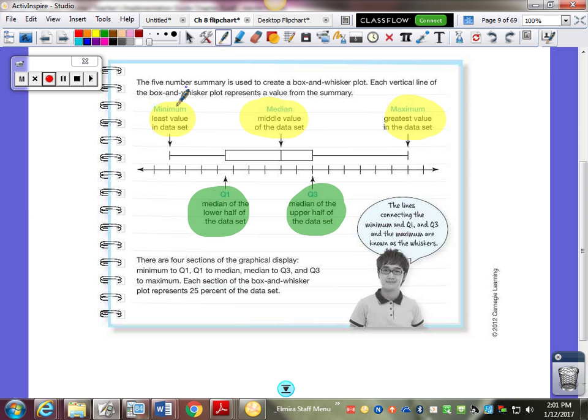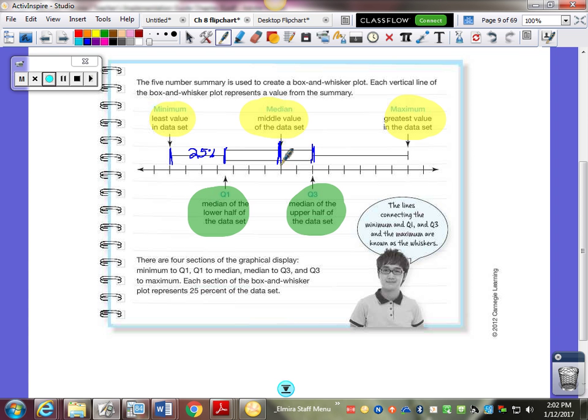What that means is if I know my lowest number and my median, I do the same strategy to find the median again. I start with the lowest number and the median, and I find the median of that. So it's basically dividing our data into 4 sections. Now, important to know, the 4 sections do not appear to be the same size. However, each section contains 25% of the data.